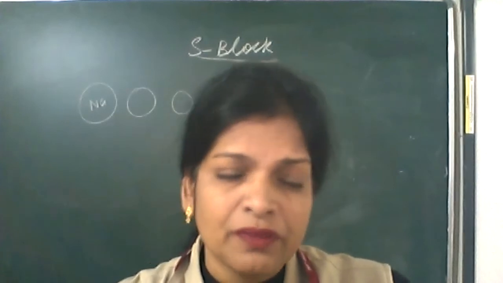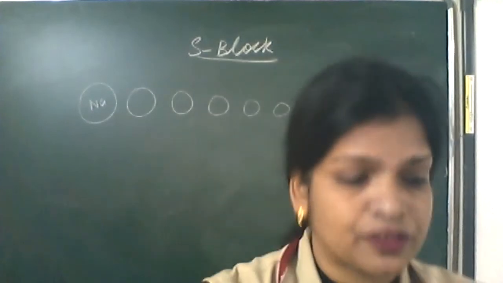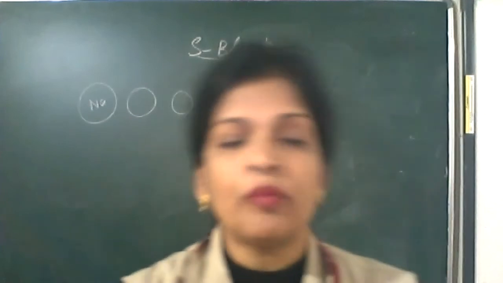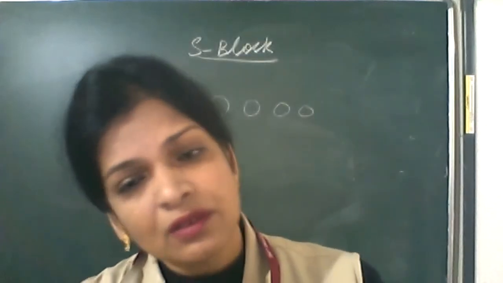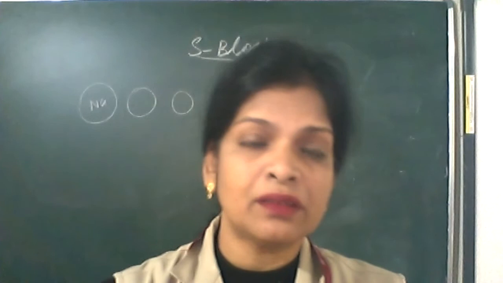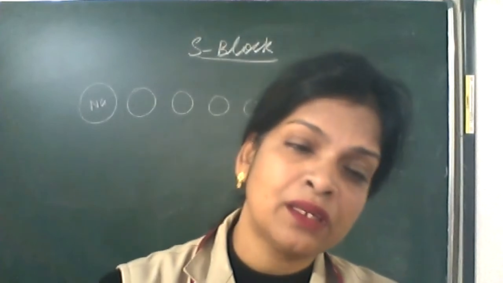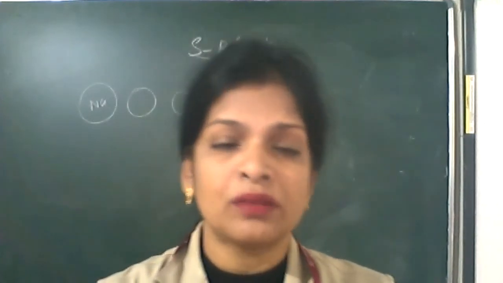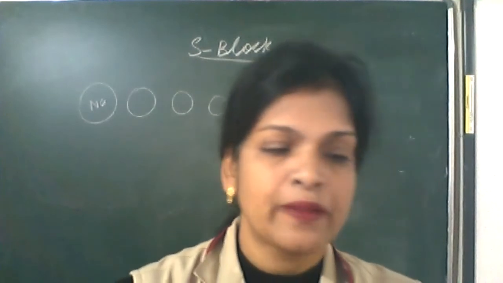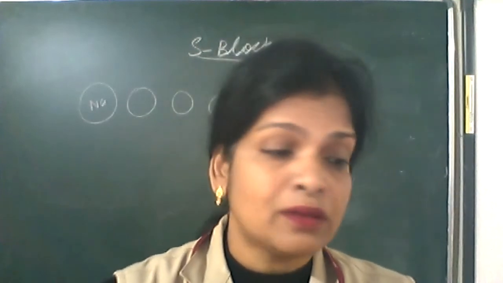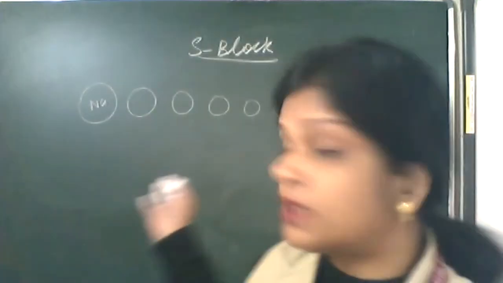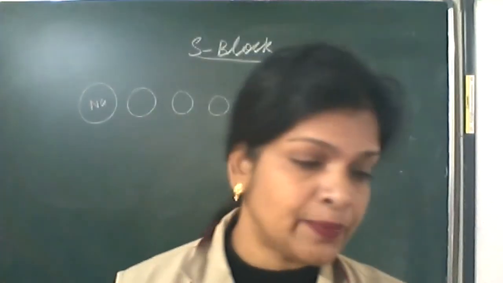Now, we say alkali metals are soft. Alkali metals have low melting and boiling points. Why? Because there is no interaction between the atoms, so they can be easily melted or easily boiled. Alkali metals have low density in a period because size is bigger. Size is bigger, so they have low density.